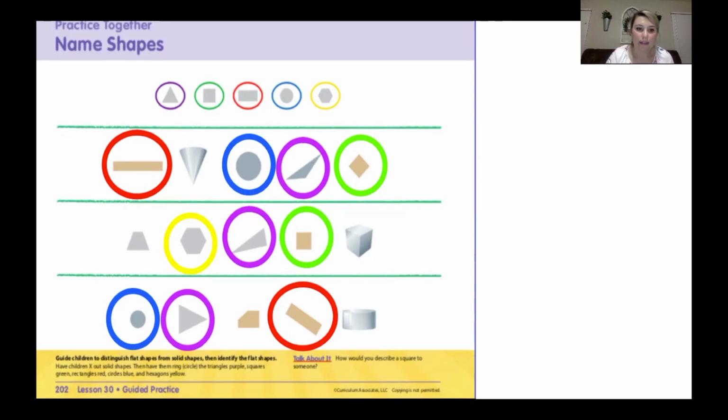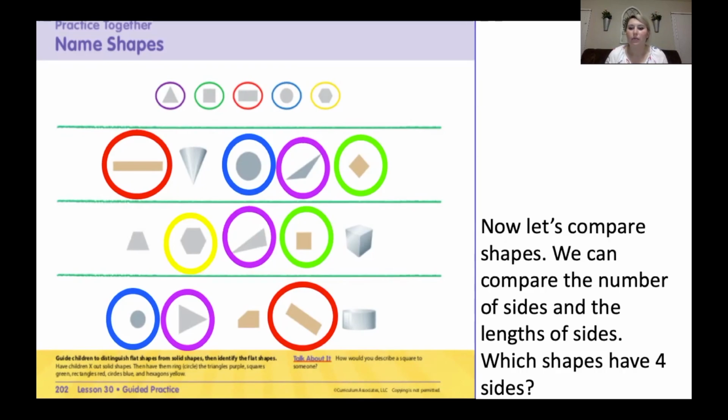And so let's go into the comparing of the shapes. So we can compare the number of sides and the length of the sides if we were going to compare 2D shapes. So I want you to answer this question. Which shapes have 4 sides? I'll let you think about that for a second.